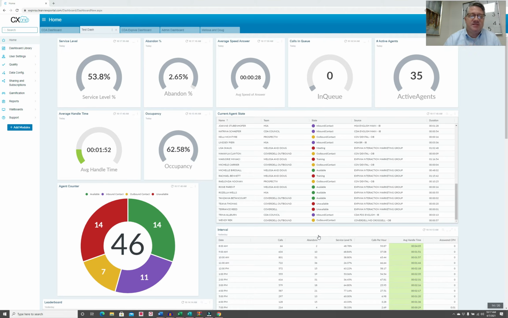So I just set up a sample dashboard. This is fake data with a bunch of different stuff all thrown in here. It's a mismatch of stuff just to give an example, just my test dash right here.